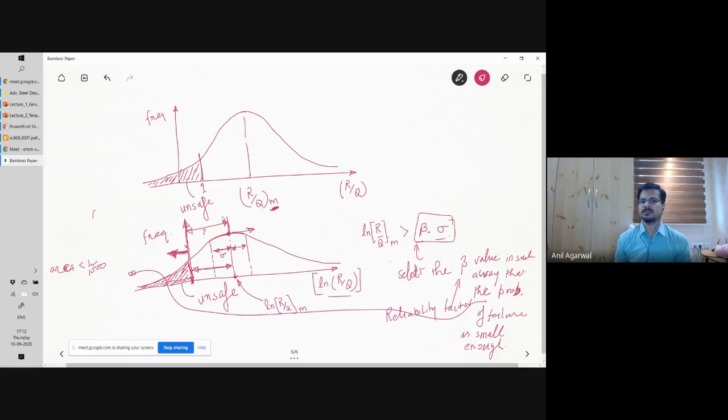So if I keep increasing my beta, I'm pushing this curve further and further in this direction, and I'm reducing the area on the left hand side. Is that clear? Yes, sir. Yeah. You can ask me later if you have more questions. Anybody else?